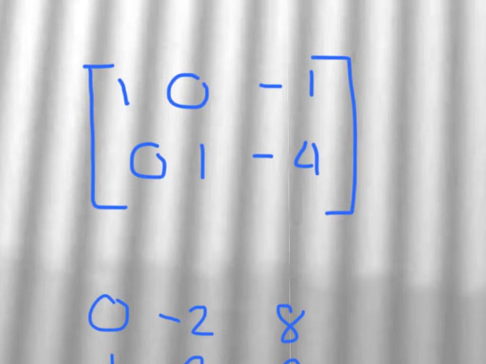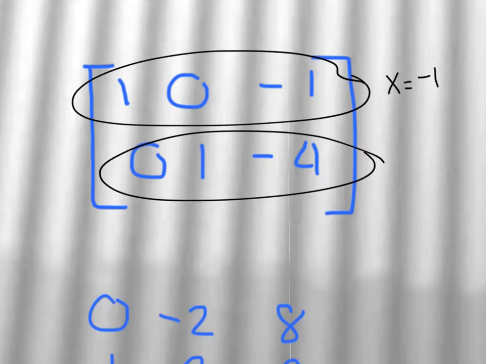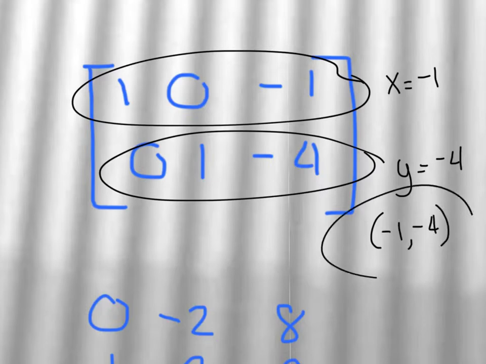and this brings us back to example 1, where I said, what's the solution for x? Well, here it is. What's the solution for y? Well, here it is. X equals -1 from this row. Y equals -4 from this row. So the solution to this system is -1, -4.